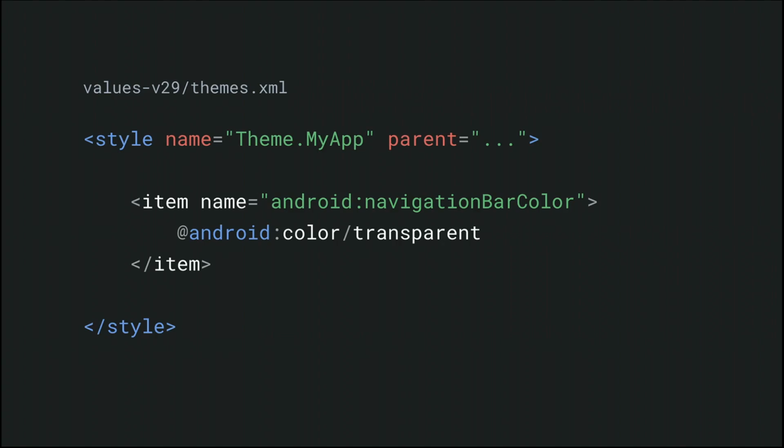Now we have this attribute available in Lollipop onwards, which we can use, and we're just going to set it to transparent. When you run on Pie or before, you should use a translucent color, as we just mentioned.